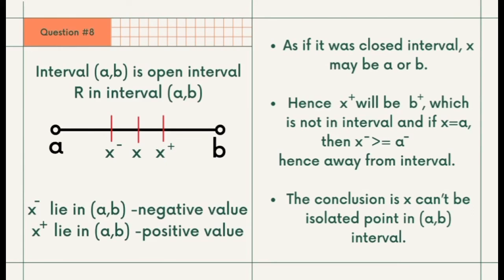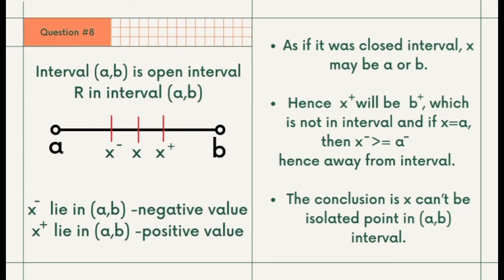Here is the line diagram for interval AB. So for the example, we put the x minus, x and x plus on the line of interval AB. x minus stands for a negative value, x plus stands for a positive value. If it was a closed interval, x may be A or B. Hence, the value of x plus will be B plus, which is not in the interval. And if x is equal to A, then x minus is bigger than or equal to A minus, so this value is away from the interval.